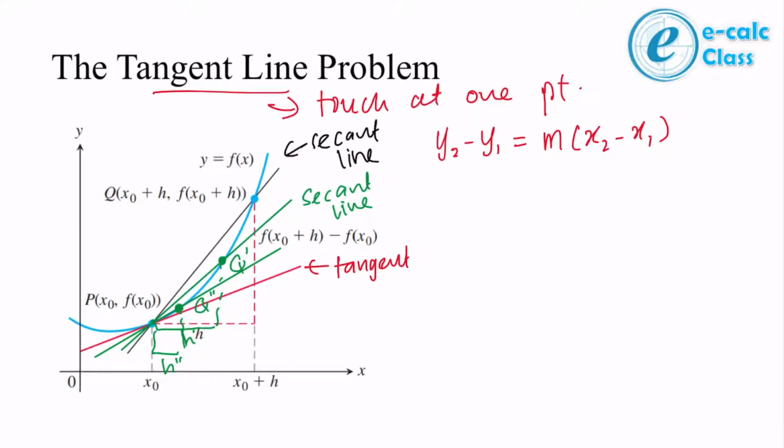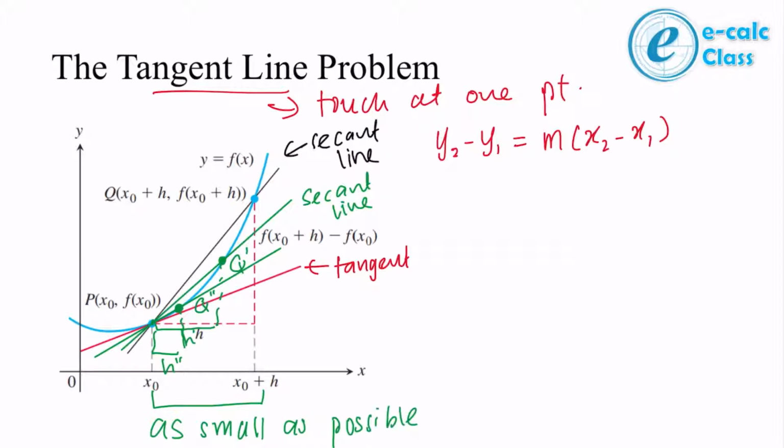But what I want you to see here is, as we decrease the value of h, which is the difference in x coordinate between the 2 points of the secant line, the secant line will eventually become the tangent line. Am I right? So the key here is we want the distance between x0 and x0 plus h to be as small as possible.